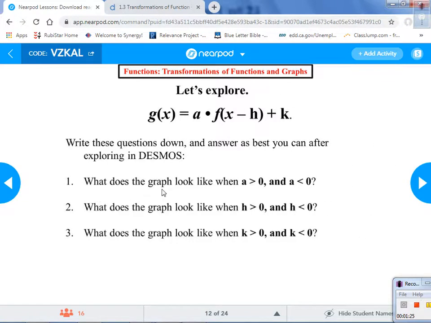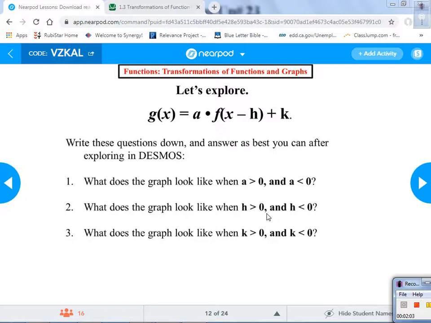Question number 1. What does the graph look like when A is greater than 0 and when A is less than 0? You can write it on your graph paper, that's fine. Right at the bottom. You don't need to get Cornell Notes formatted or anything like that. Second question. What does the graph look like when H is greater than 0 and H is less than 0? And lastly, what does the graph look like when K is greater than 0 and K less than 0? Copy that. All right, so you copy the questions.